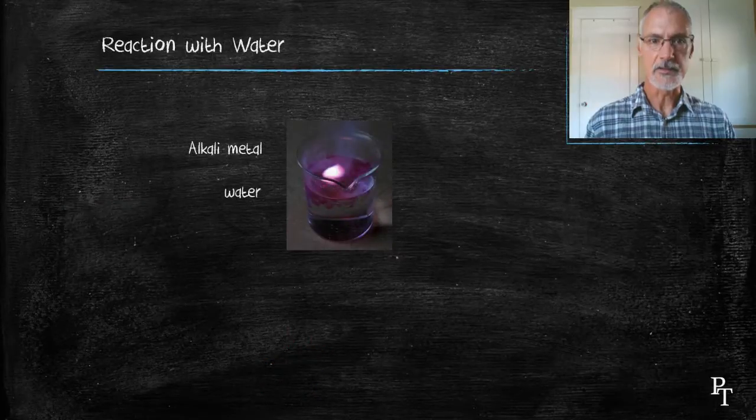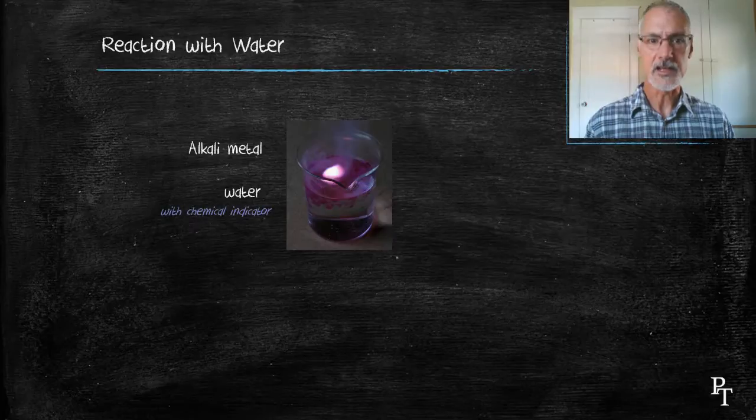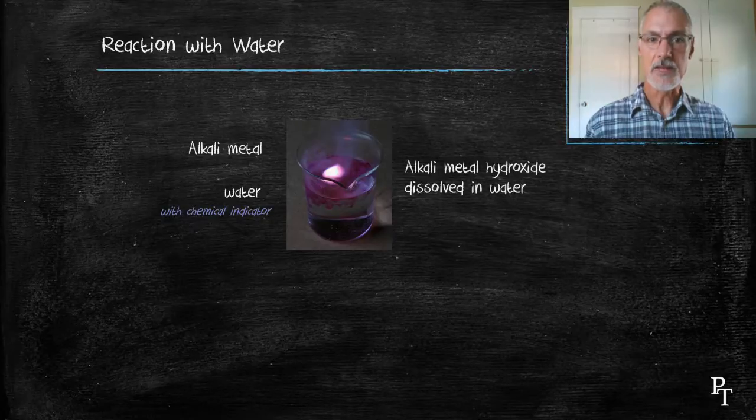Let's look particularly at the reaction with water. Here's a picture of potassium reacting with water. Now, the pink color that you notice there doesn't become evident unless you add a chemical indicator to the water. That chemical indicator is showing the presence of what we call a metal hydroxide. That metal hydroxide changes the indicator from colorless to a pink color. In this case, phenolphthalein is the indicator.